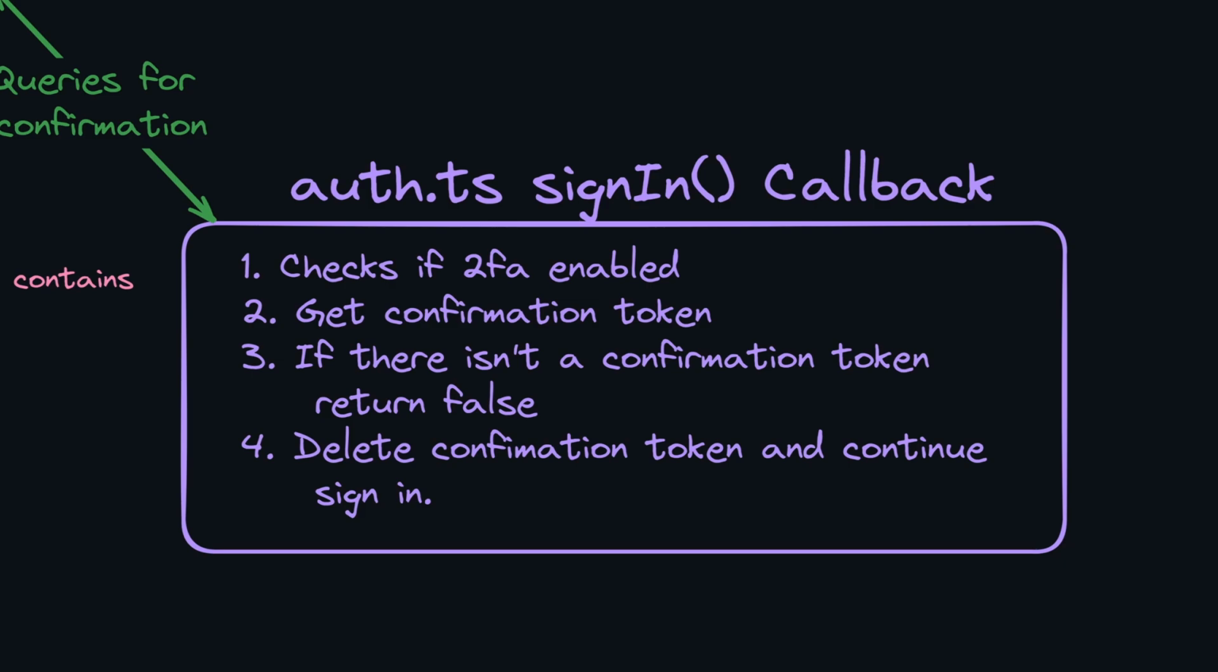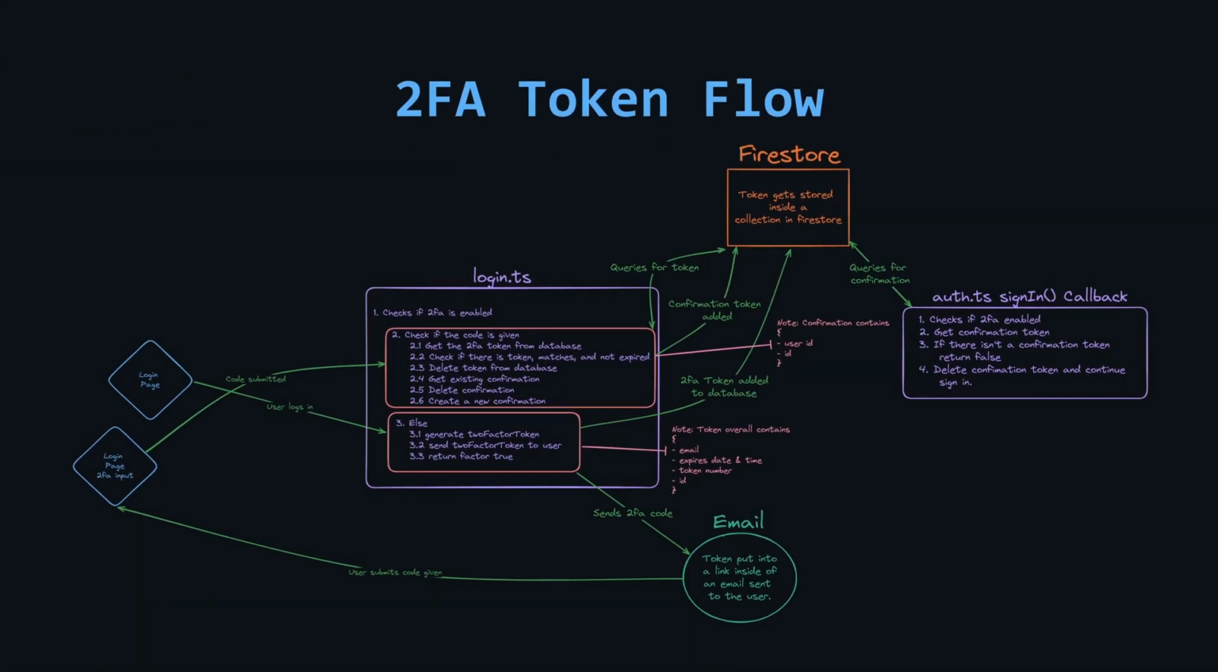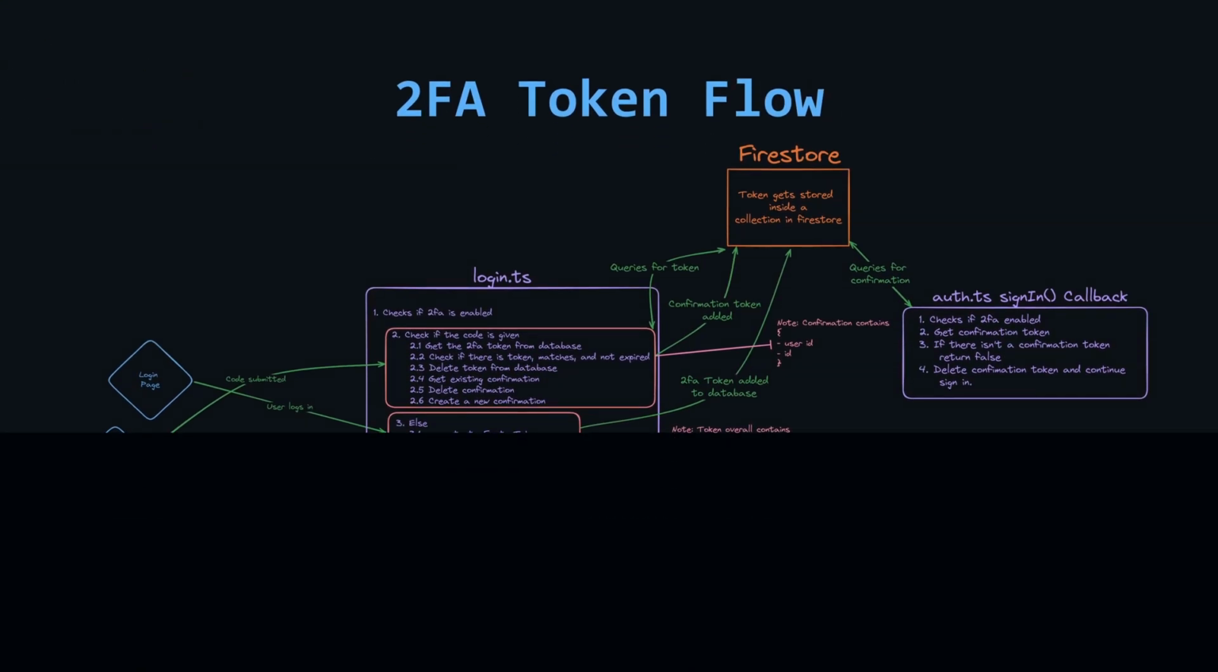And if there isn't a confirmation token, then we're going to return false, so it won't log you in. And then of course we're going to delete the confirmation token and continue this actual sign-in function. Now we put another delete here to make sure that all bases are covered on deleting the token. So that's overall our 2FA token flow.